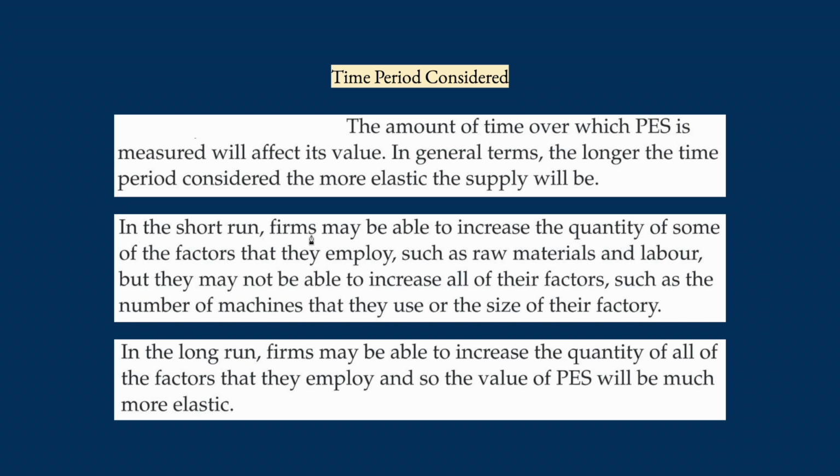In the short run, firms may be able to increase the quantity of some of the factors that they employ, such as raw materials and labor, but they may not be able to increase all of their factors, such as the number of machines that they use or the size of their factory. However, in the long run, firms may be able to increase the quantity of all of the factors that they employ, and so the value of PES will be much more elastic. So essentially, to break this down, it's basically an extension of the non-price determinant that I said before. However, this time it's considering the differences in the short run and in the long run.